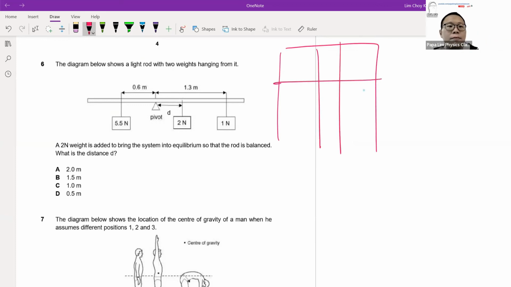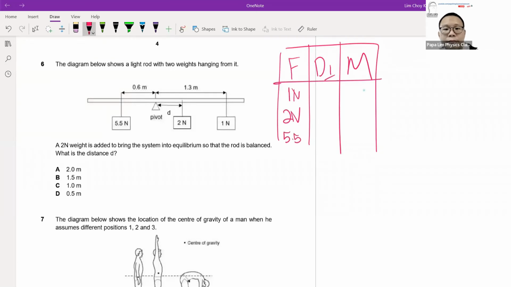So here I will identify what the forces, perpendicular distances, and moments are. For example, for the first, there are 3 forces here: 1 Newton, 2 Newton, followed by 5.5 Newton. So these are the 3 forces. For each of the forces, I always identify their respective perpendicular distance.